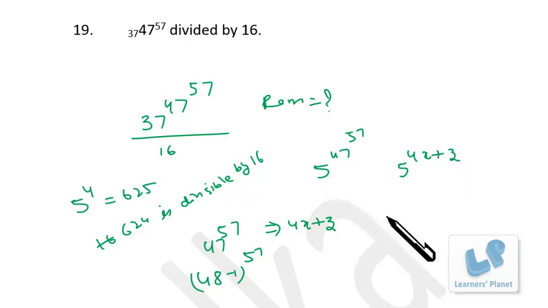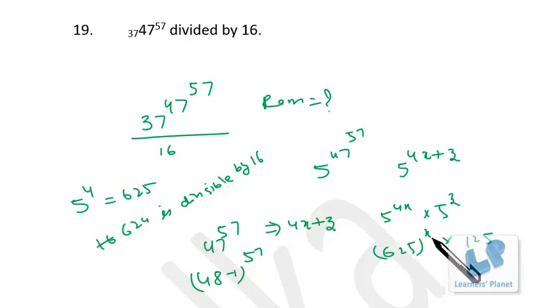Now it can be written as 5 raised to 4x into 5 raised to 3. 5 raised to 4x means 625 raised to x into 5 cube, that is 125. Now 625 can be written as 624 plus 1 raised to x.